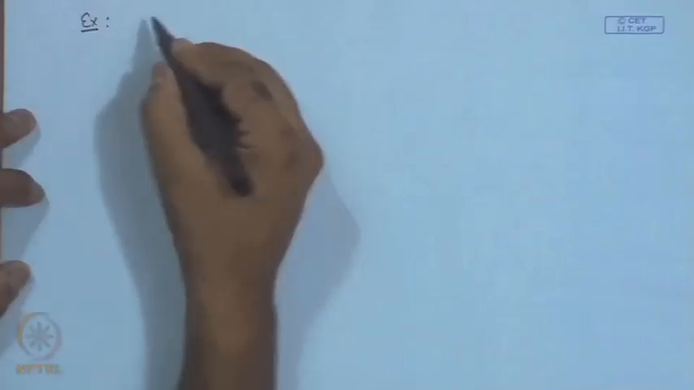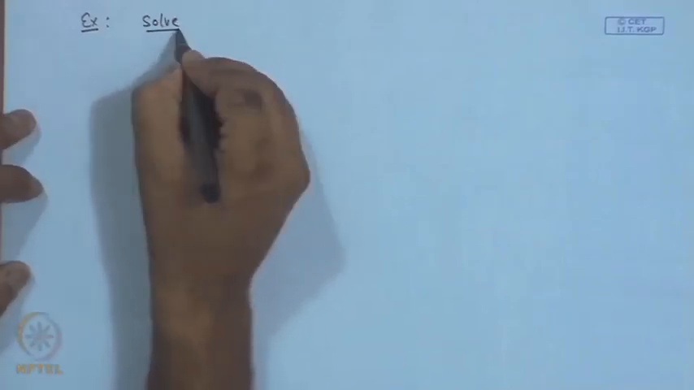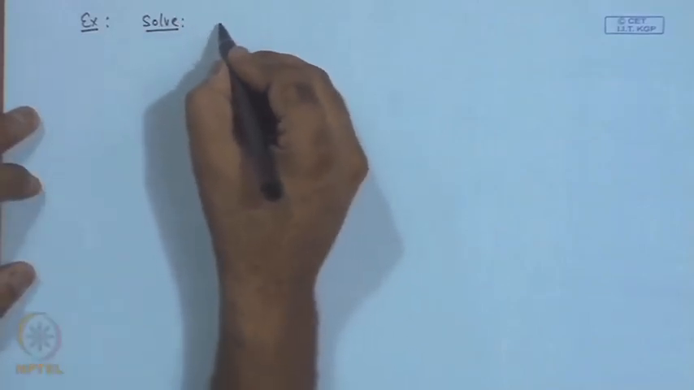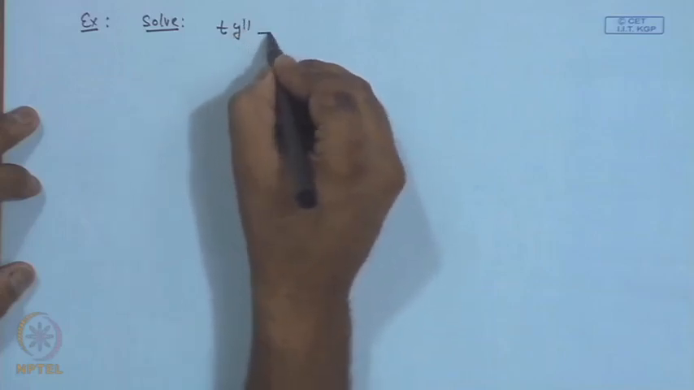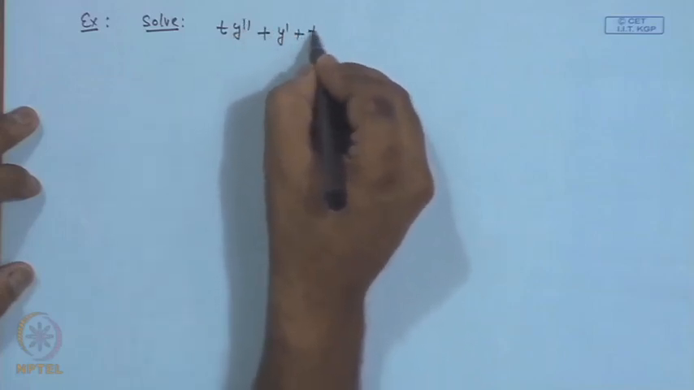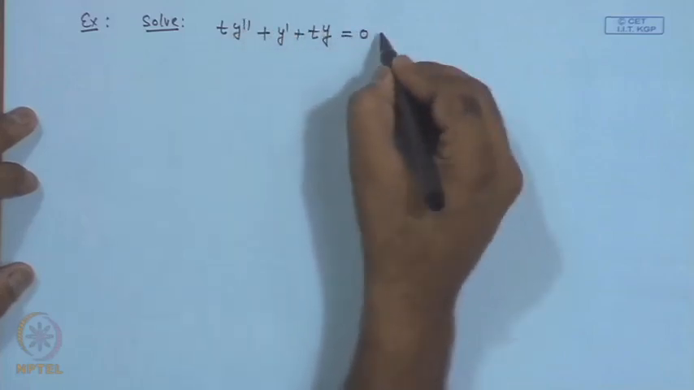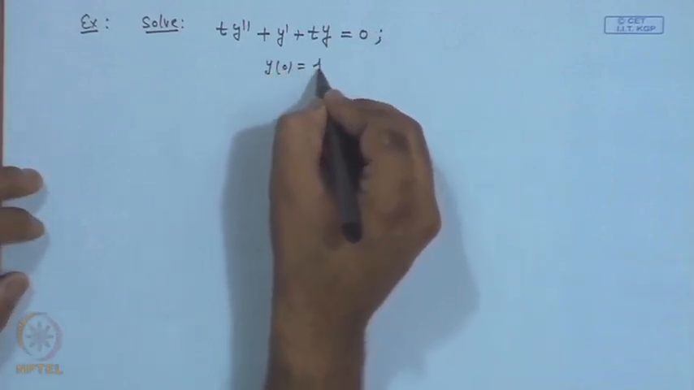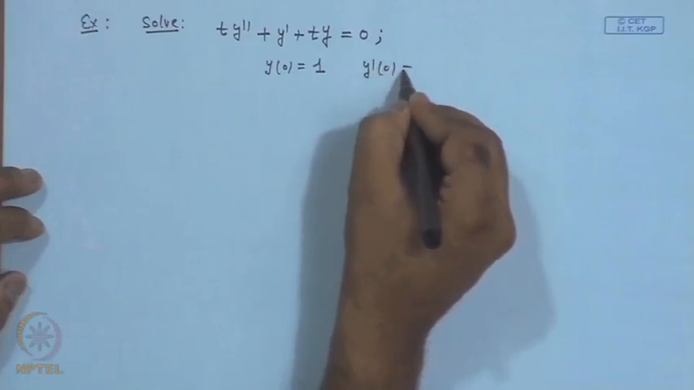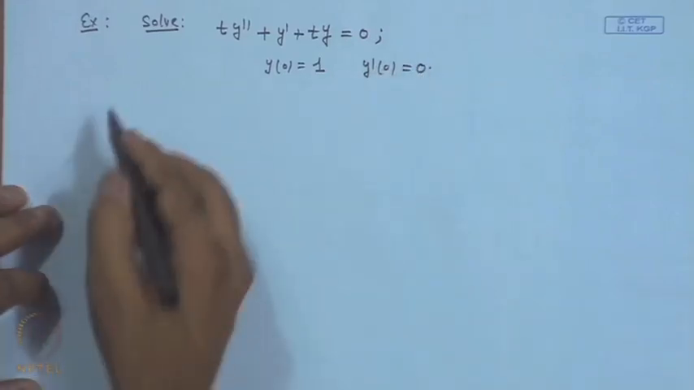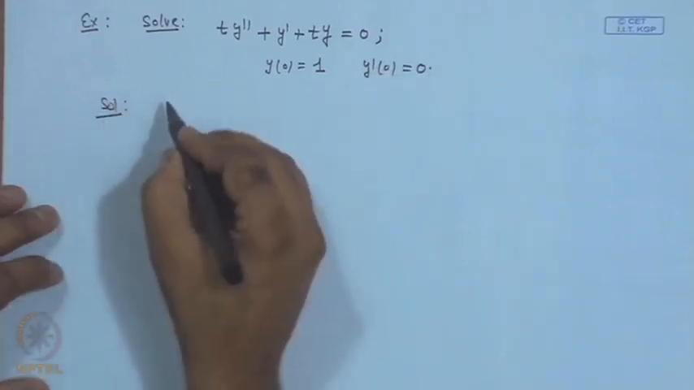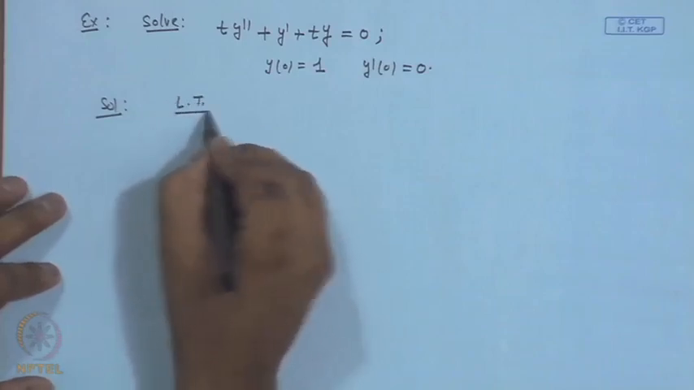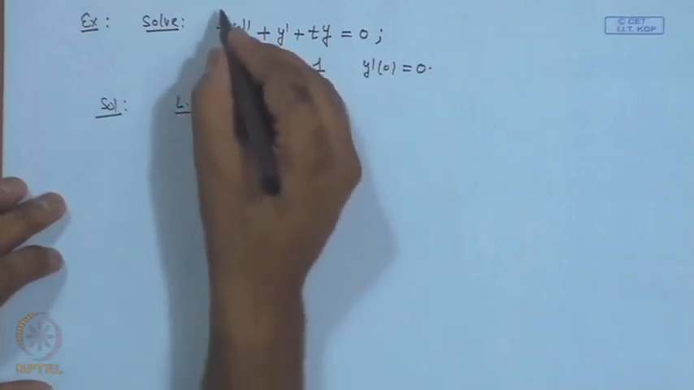Okay. So, we take another example of a similar kind. Here we have to solve t y double prime plus y prime plus t y. Here also we have variable coefficients, and y(0) is 1 and y prime(0) is 0. Solution: again we take the Laplace transform. Laplace transform of this, because this t is sitting.